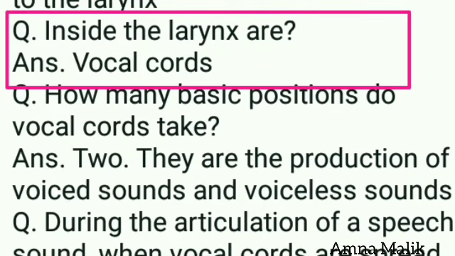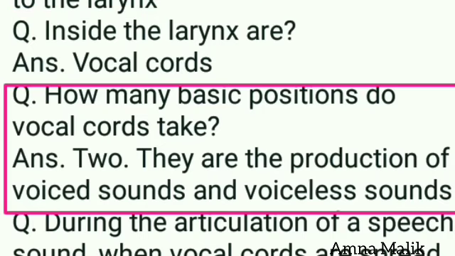Question. What is inside the larynx? Answer. Vocal cords. Question. How many basic positions do vocal cords take? Two. They are the production of voiced sound and voiceless sound.